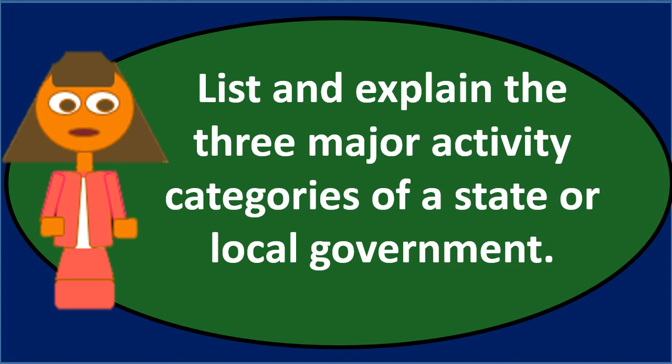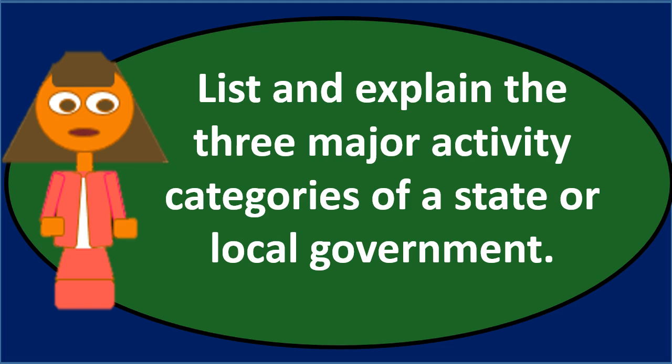In this discussion, we will discuss the discussion question of list and explain the three major activity categories of a state or local government. If we see a discussion question or essay question like this, our goal typically is to expand on the discussion or essay question if time allows. That makes it more likely that we're going to touch on those items that are looked for to pick up points for an essay question and be able to add new information to the discussion for a discussion question.